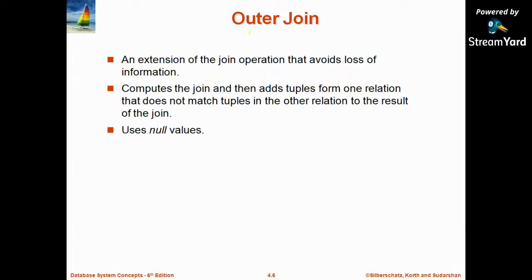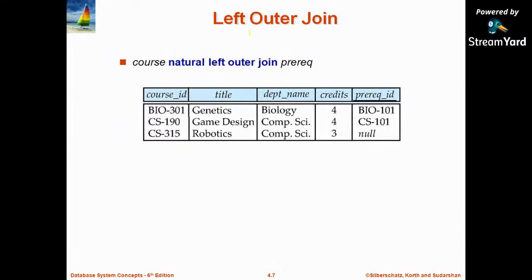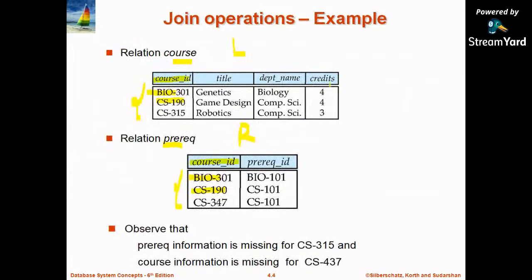Now we will see the outer join again with the same one. If it is a left outer join, how can you write the left outer join? You have to write it as a natural left outer join. In the natural left outer join, finally your table will be combining all the columns: course ID, title, department name, credits, and prerequisite. So look at the previous one, credits and prerequisite. This course ID will not be repeated.